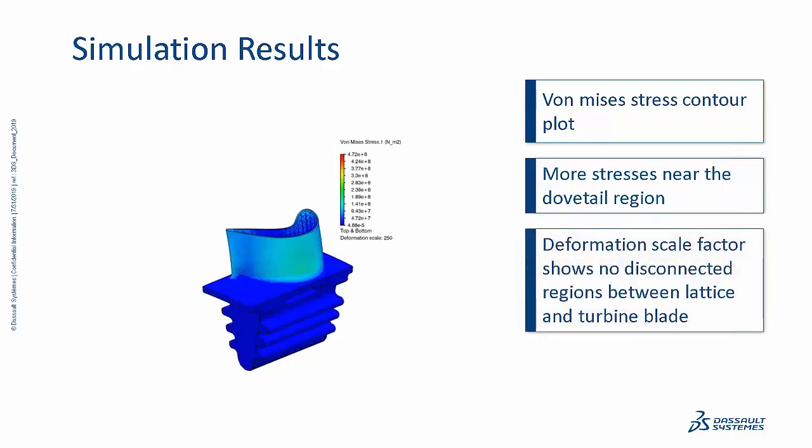And also, just to ensure that the model is completely connected and there are no disconnected regions, meaning if the tie constraints actually work, I had increased the deformation scale factor to 250, as you can see on the screen, to invoke some exaggerated deformations just to see if I can see any beam elements flying around or if I can see any anomalies in the model. And in this case, I did not see any, which kind of ensured that the model was completely connected and the loads were transmitted throughout the internal structure of the turbine blade.